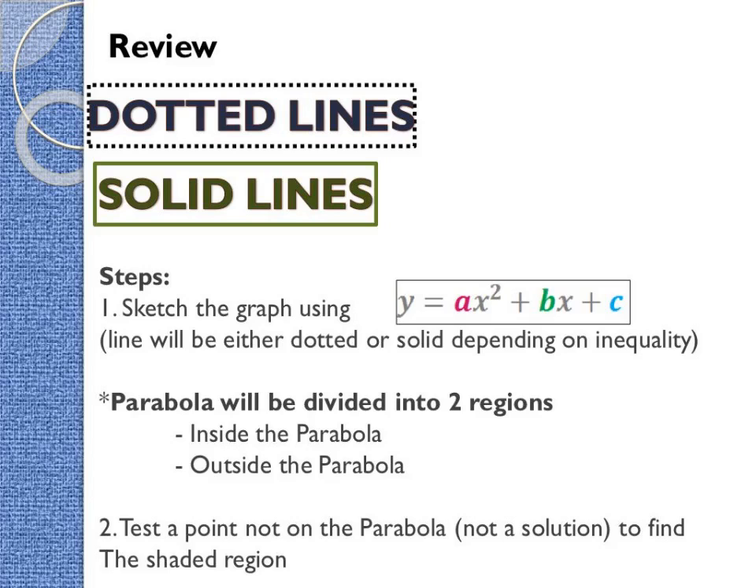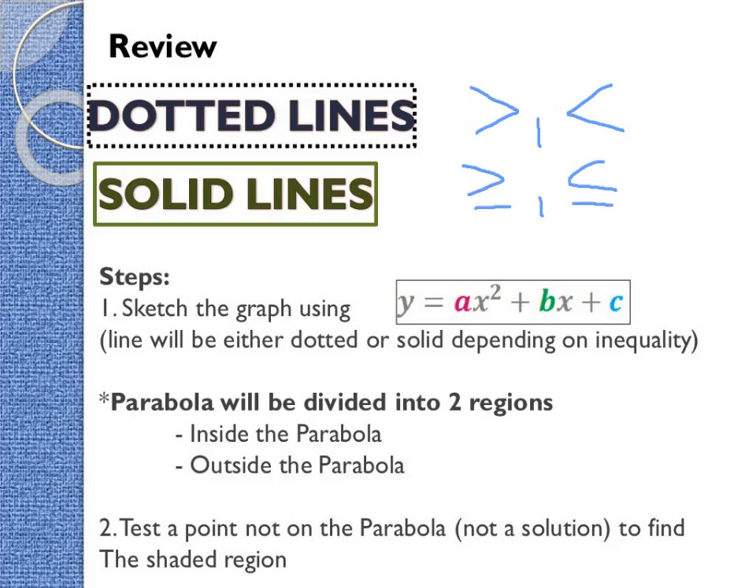When we have inequalities that are written as less than or greater than, we have dotted lines to indicate that these points on this line are not being included in our shaded portion of our graph. We also have solid lines, and those are indicated by the less than or equal to or greater than or equal to symbols, and that tells us that these lines are being included.